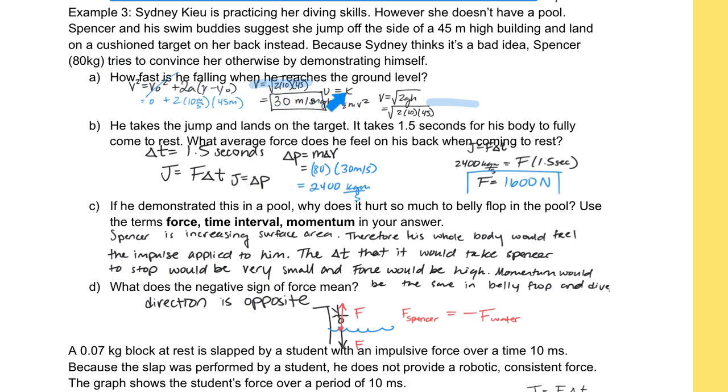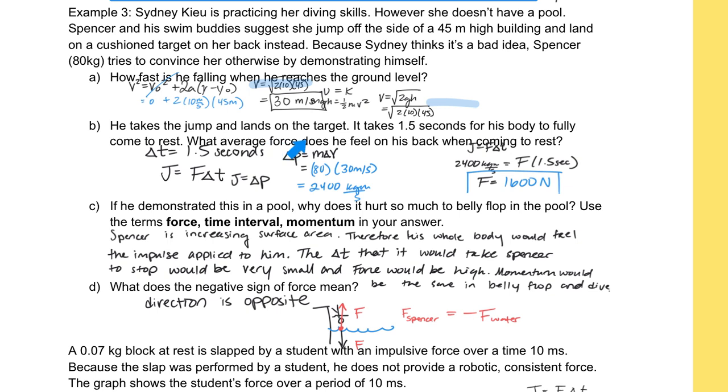If we want to decide how fast he's falling, we know that Spencer falls off the side of the building at free fall. That means we can use our kinematic equation or we can use our energy equations. Either way, both will give us the same result. Right over here, we have this equation and this equation. This is my energy equation and this is my kinematics. Both will give me 30 meters per second. It doesn't matter what method you use, you'll get the same answer.